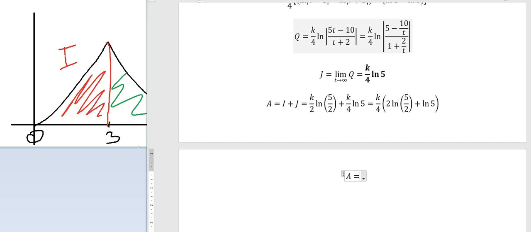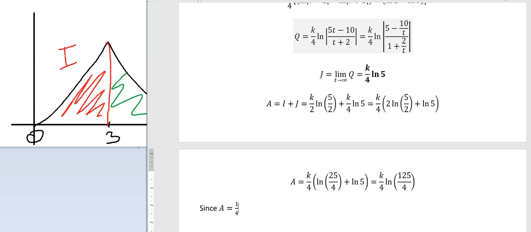So let's keep going a little bit and have k over 4 times... Now to combine those log terms, the easiest way is to start by combining this one, 2 lots of ln 5 over 2. We can bring the 2 inside, call it 5 over 2 squared, in other words, 25 over 4. And we still have the other ln 5. And ln 25 over 4 plus ln 5 is going to give ln of 25 over 4 multiplied by 5, so 125 over 4. That is a nice simple expression.